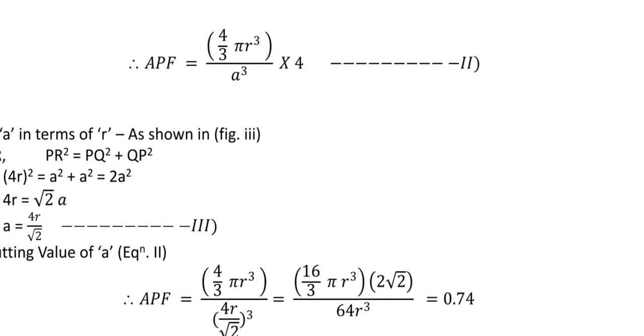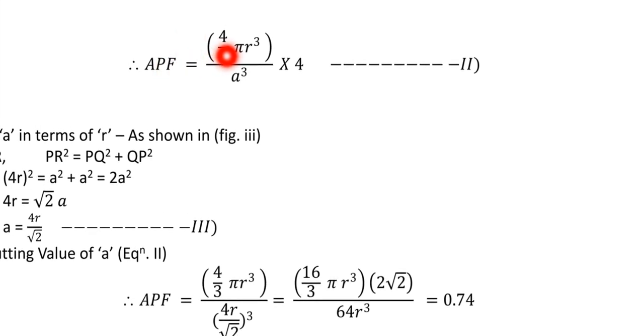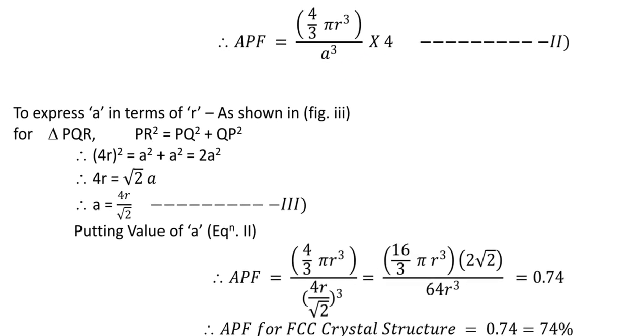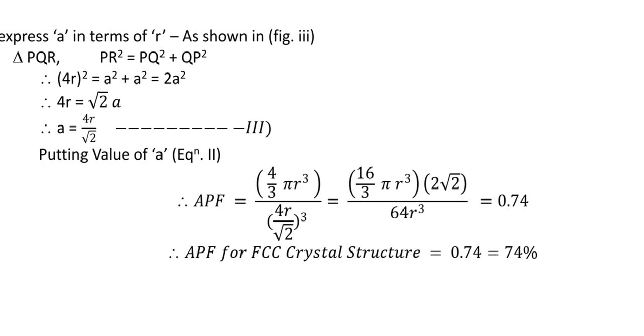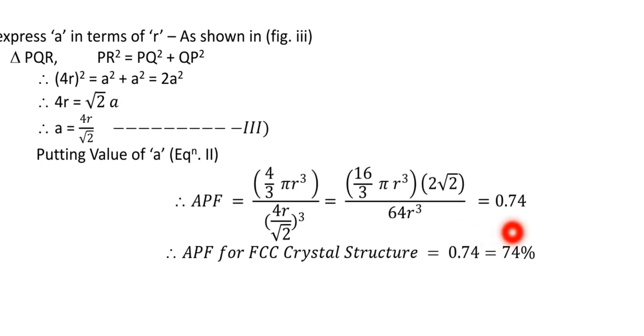Now by substituting those values, APF is equal to 4 by 3 pi r cube into 4 divided by a cube. Now as usual we have to express A in terms of R. From the figure, PR square is equal to PQ square plus QR square. Therefore A is equal to 4R divided by root 2. Now substituting the value of A, that is 4R divided by root 2, we get 0.74. That is, APF is 74%.